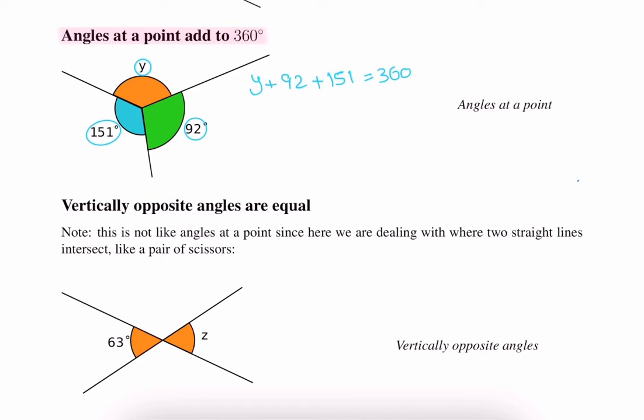First, we need to add the two angles we have beside the y. So 92 plus 151, this is 243. So y plus 243 equal 360. To get the value of y, we need to subtract 243. So, y equal 360 minus 243, which is 117.